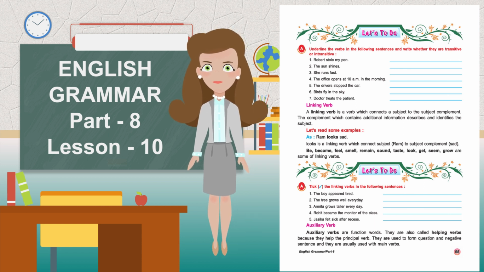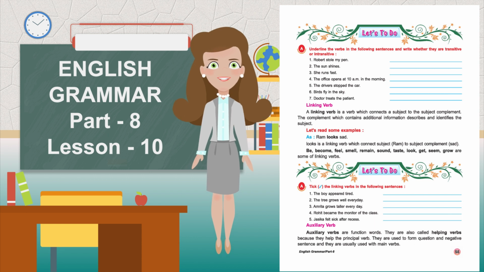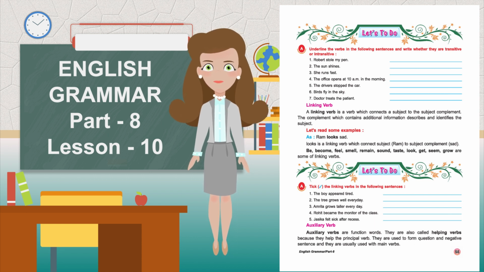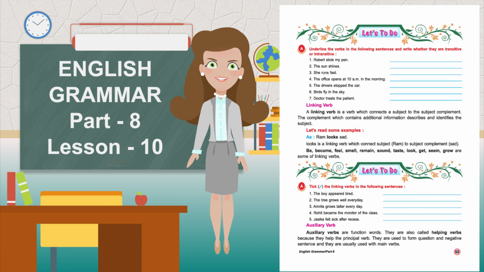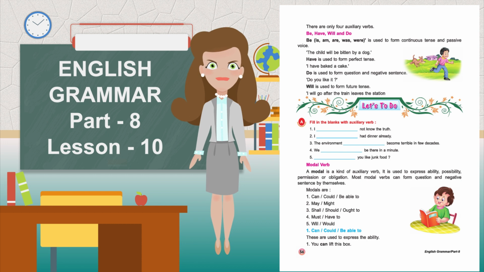Auxiliary verb. Auxiliary verbs are function words. They are also called helping verbs because they help the principal verb. They are used to form question and negative sentence and they are usually used with main verbs. There are only 4 auxiliary verbs: be, have, will and do.